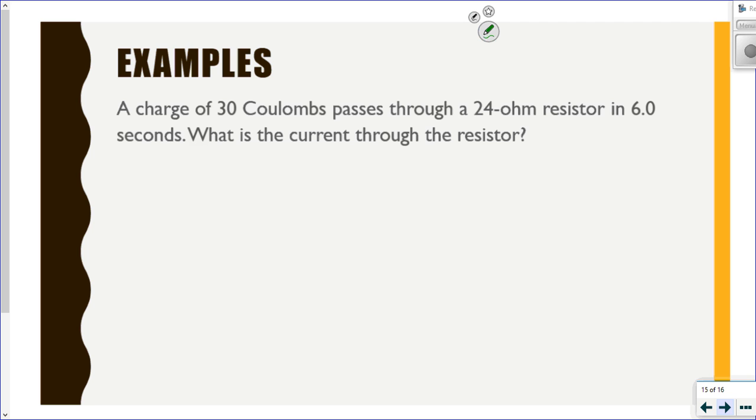So now let's do a quick example. We know we want a charge of 30 coulombs to pass through a 24 ohm resistor. So you might be thinking to yourself, what is that? We haven't talked about it yet. That's fine. This is extra information. Sometimes they throw that at you to keep you on your toes. In 6 seconds, we want to know what's the current through the resistor.